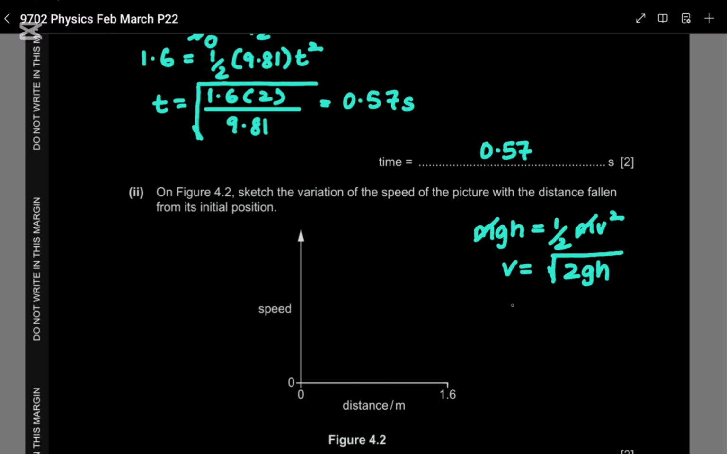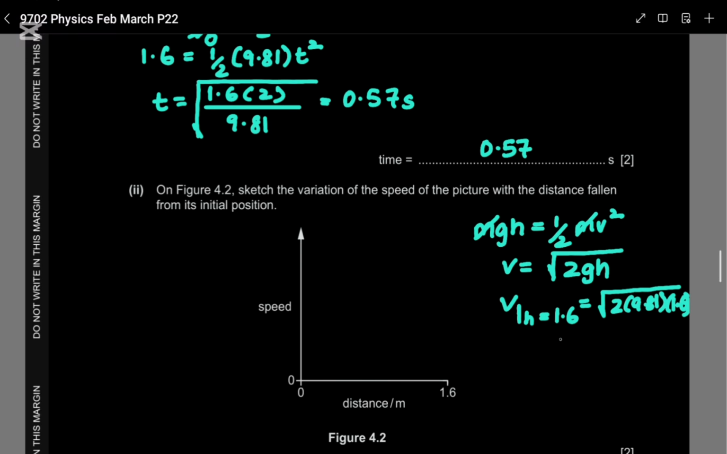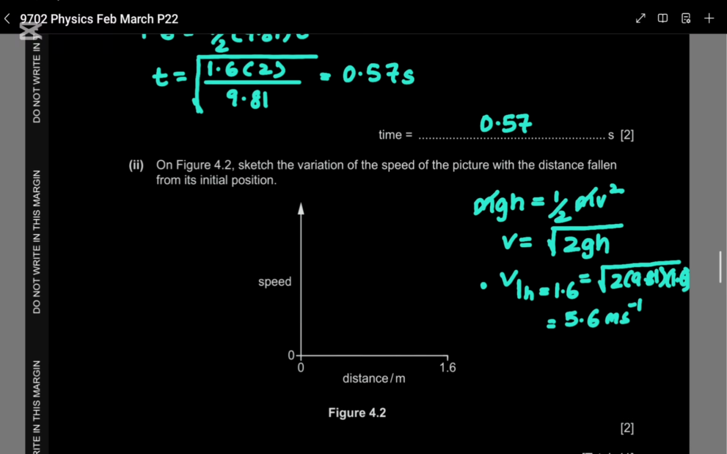Now from here, let's find v at d equal to 1.6, or h equal to 1.6. Now that is going to be the square root of 2 times 9.81 times 1.6. Now what is that equal to? Let me plug that into my calculator. That is equal to 5.6 meters per second. So keep that in mind.